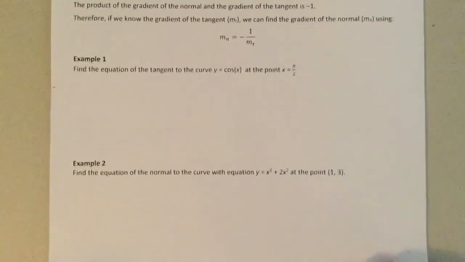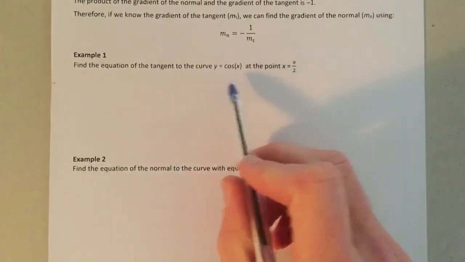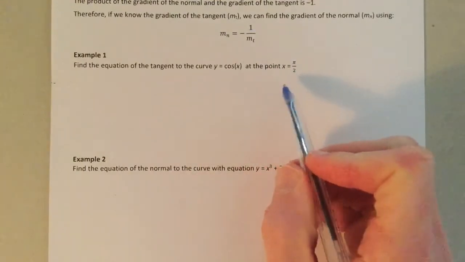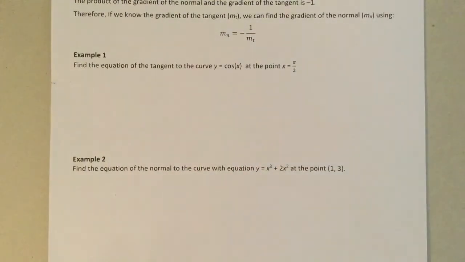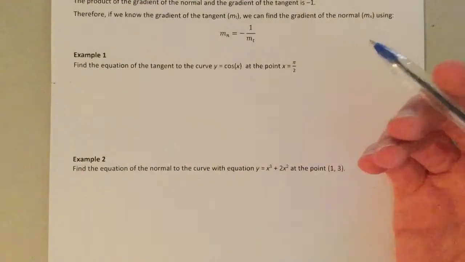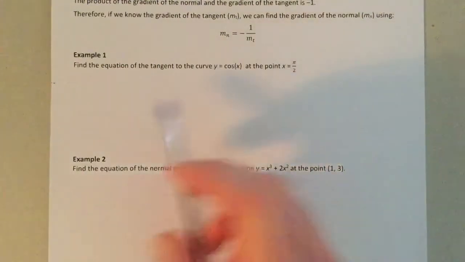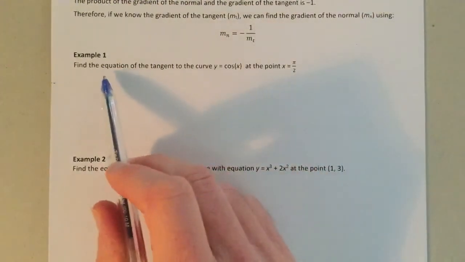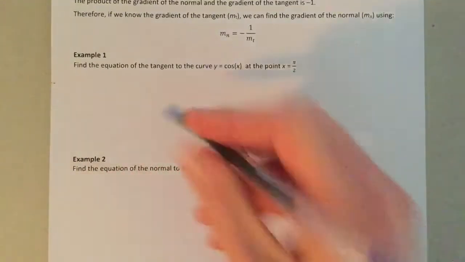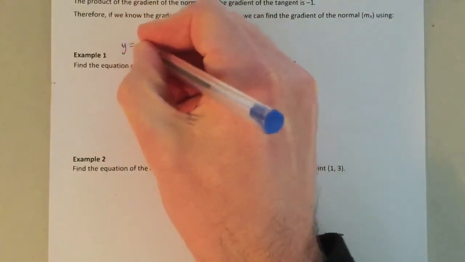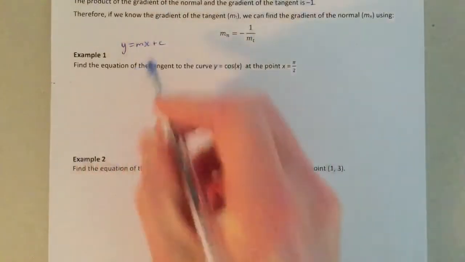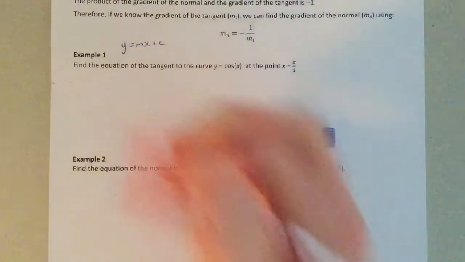We're asked to find the equation of the tangent to the curve y equals cos of x at the point x equals pi on 2. Okay, so let's start by seeing if we can find the gradient of the tangent, okay? Because we're being asked to find the equation of the tangent, which we know will be in the form, again, y equals mx plus c. So we're going to need to know how to get the gradient of the tangent.